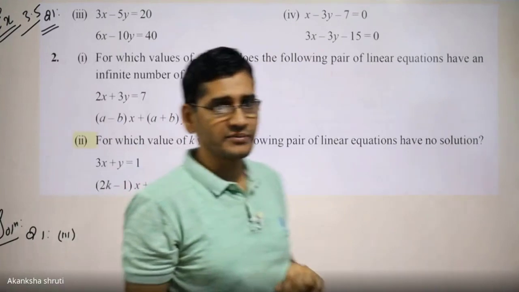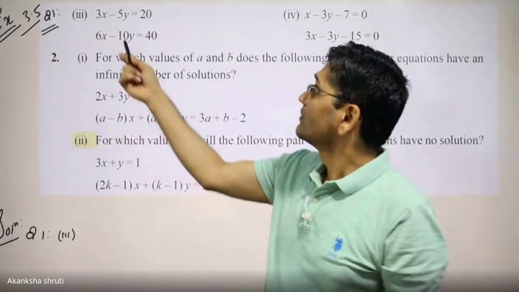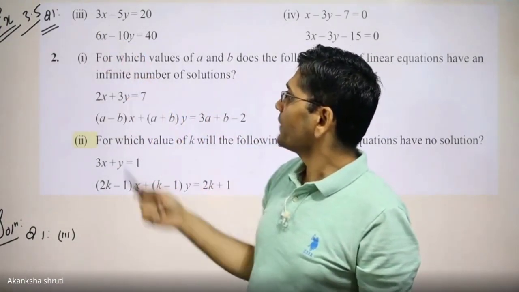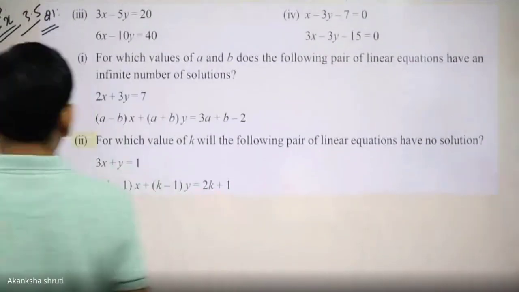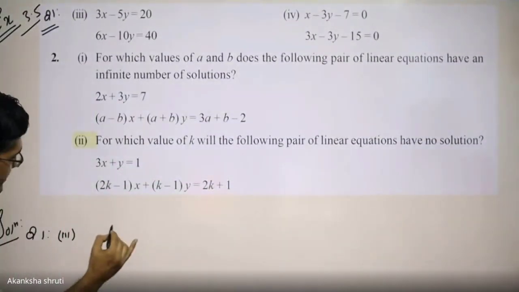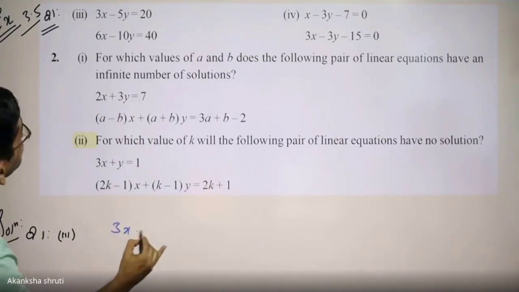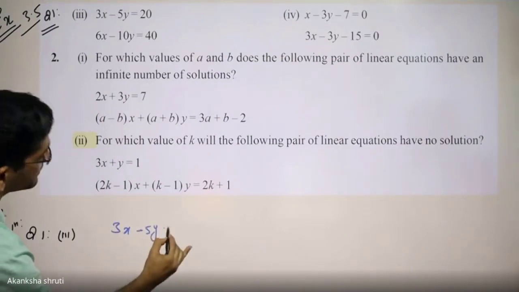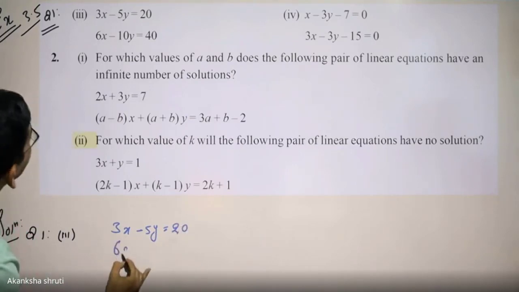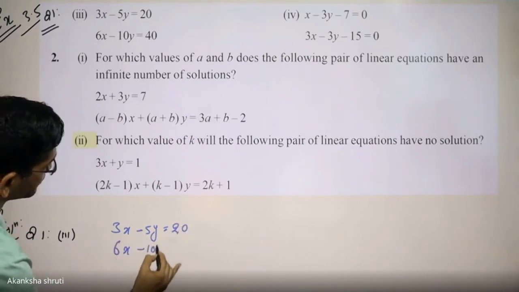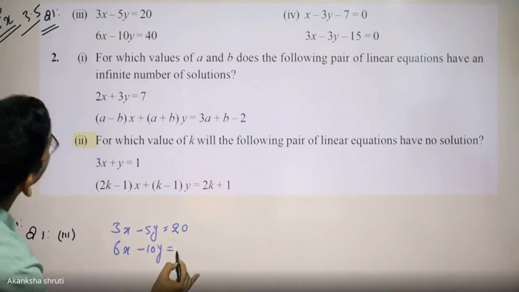Student, let us solve question number 1, third part, by the cross multiplication method. Here the given equations are 3x minus 5y is equal to 20. The other one is our 6x minus 10y is equal to 40.